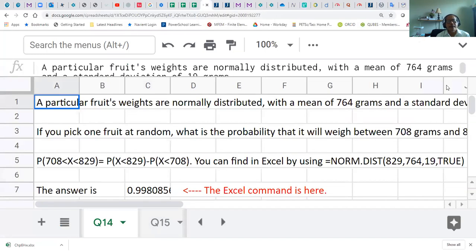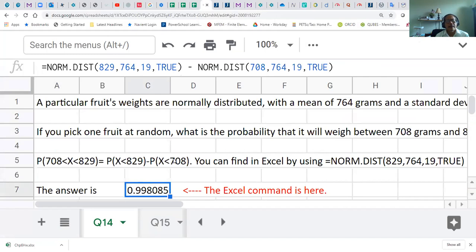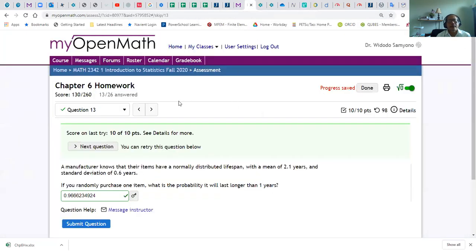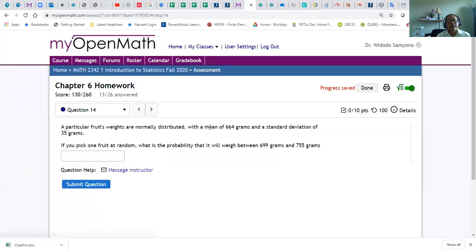Okay, let's go to number 14. Number 14, for the Excel, looking for the area in between. So you need to subtract the area on the left of this with the area on the left of this. Okay. Let me see what is the problem here. Number 14. Okay, so yeah, the area on the left of this, subtract with the area on the left side, and then get the area in between of these two numbers.